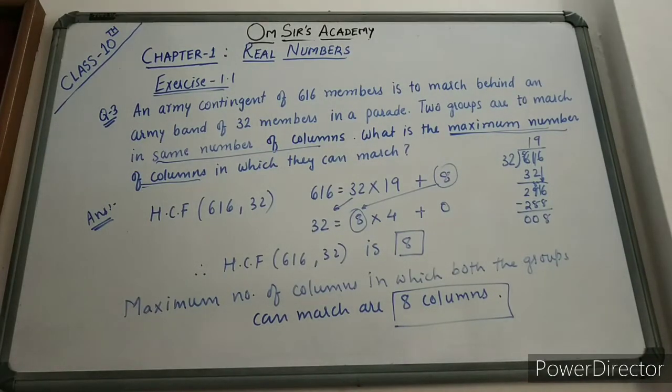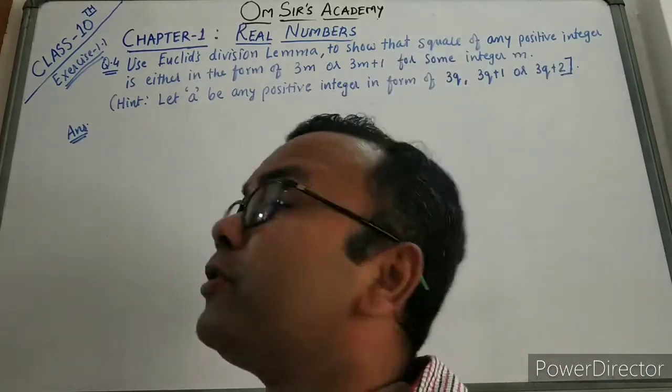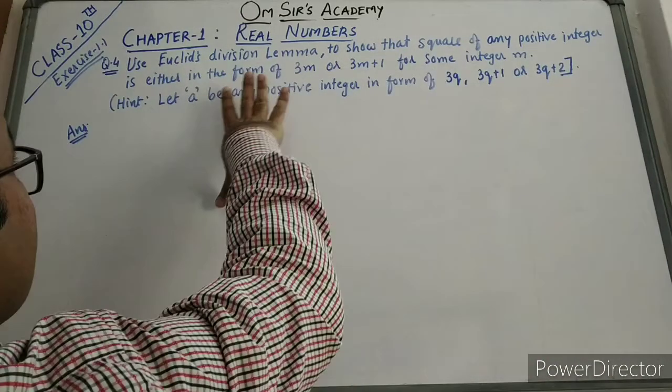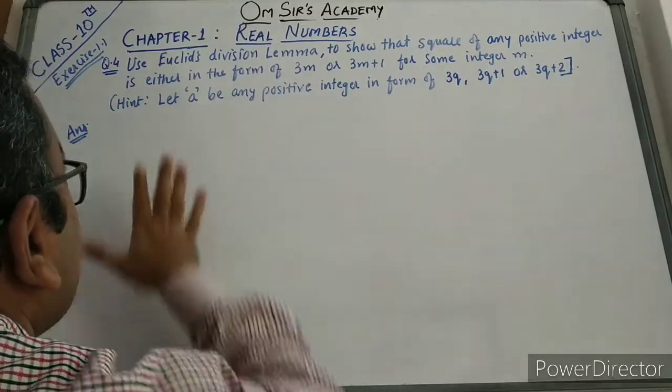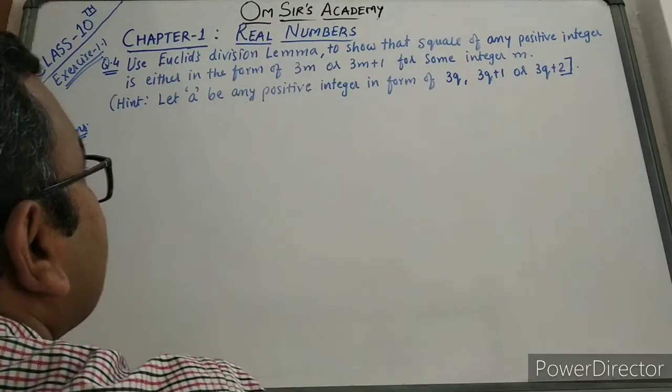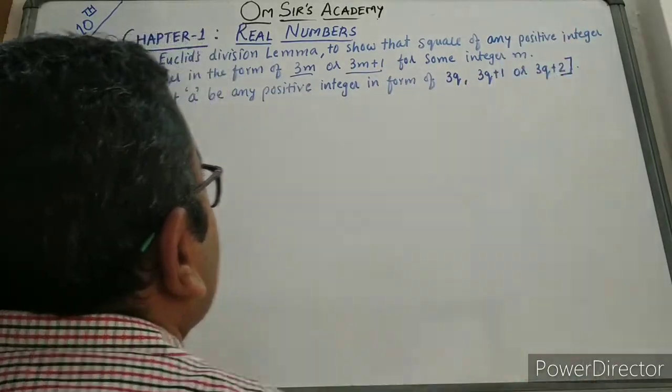Question number 4. Now friends, let us start with question number 4. Question 4 says, use Euclid's division lemma to show that the square of any positive integer is either of the form 3m or 3m plus 1 for some integer m.